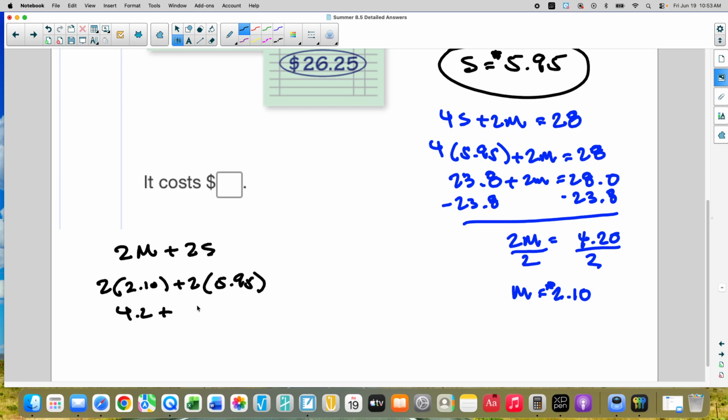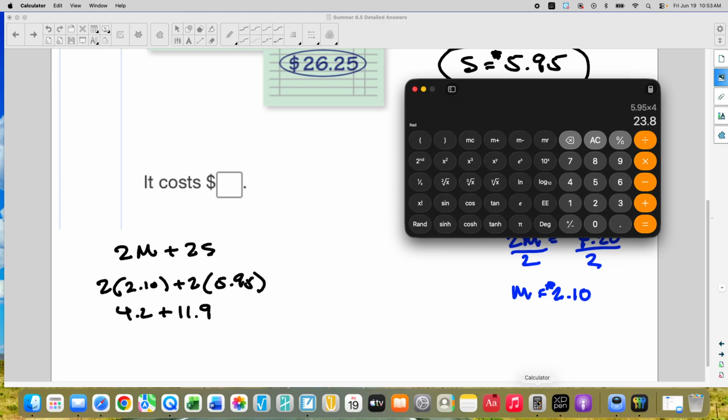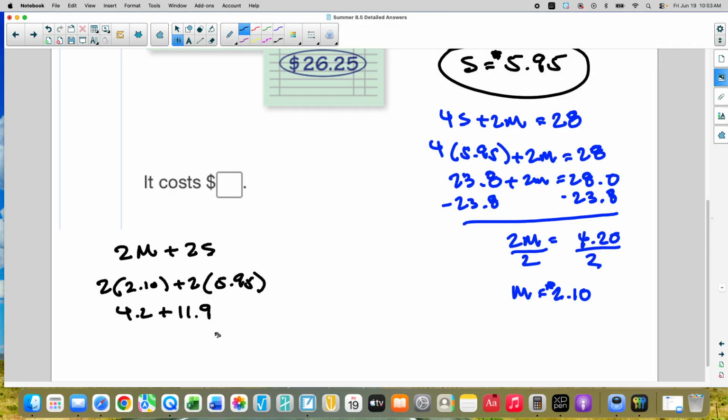This gives us $11.90. Yeah, $11.90, right? $5.95. I think it's $11.90. $5.95 times 2 is $11.90. And then we're going to add those together. And that gives us $16.10.